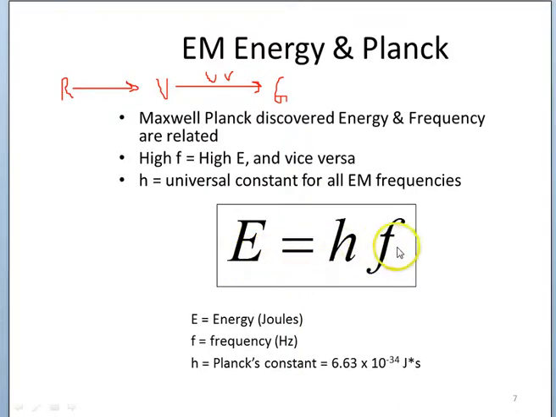Energy equals h times frequency. Frequency is in hertz, energy in joules. H is Planck's constant, 6.63 times 10 to the negative 34. Very small number. You don't have to memorize it. It's number 80 in your chart. But it's just something you're going to have to learn to be able to solve problems with.